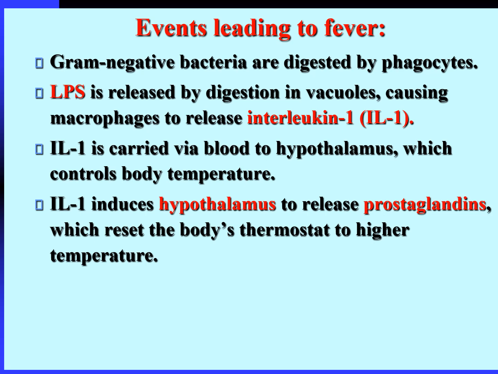Events leading to fever: endotoxin and the fever response. Gram-negative bacteria are digested by the phagocytes. Lipopolysaccharide is released by the digestion in vacuoles, causing the macrophage to release interleukin-1. Interleukin-1 is carried by blood to the hypothalamus, which controls body temperature. Interleukin-1 induces the hypothalamus to release prostaglandin, which resets the body thermostat to a higher temperature. The diagram on the next slide will explain this more.